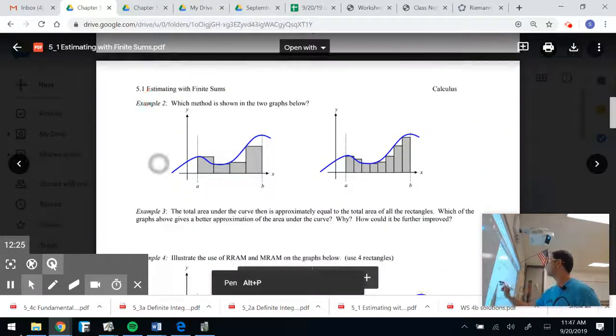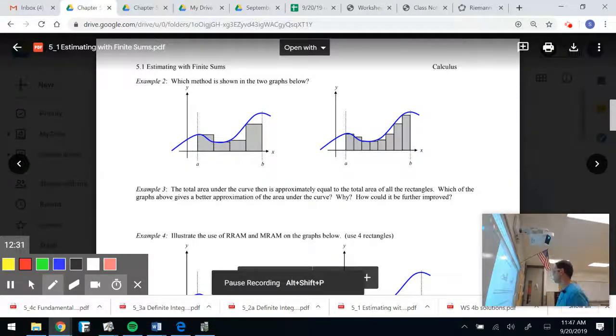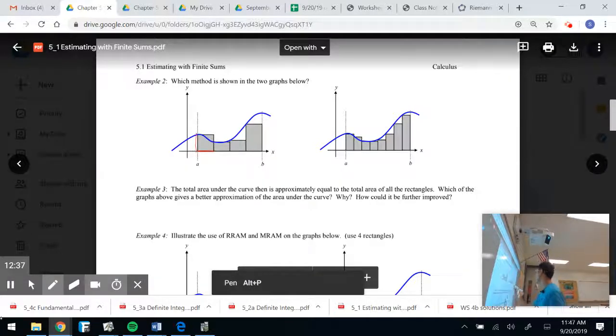All right, here we go. Which method is shown in the 2 graphs below? Hurry up, answer that right now. Hit pause if you need to. Okay, that's definitely LRAM. Why? Because I have my subintervals and I went up to the left side every time. The total area under the curve then is approximately equal to the total area of all of the rectangles.